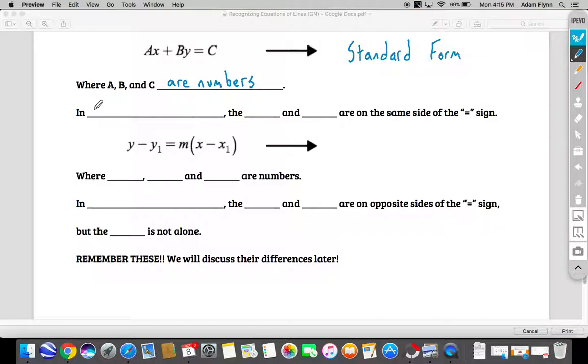So in standard form, the x and y are on the same side of the equal sign. So if we take a look up here, we've got the c over here all by itself. We've got the x and the y on the same side of the equal sign. So just by looking at it, you'll be able to tell when a linear equation is in standard form because the x and the y will be together.